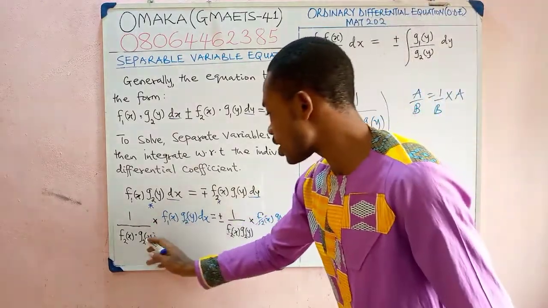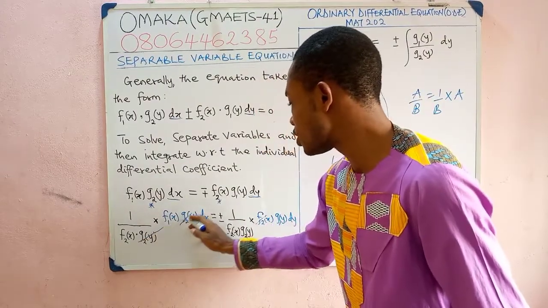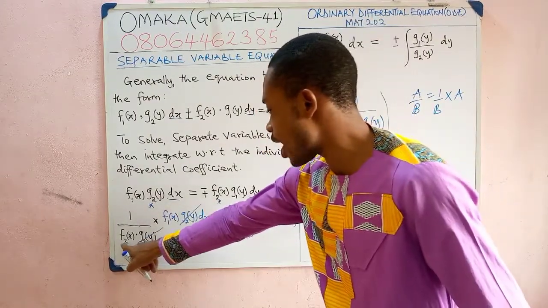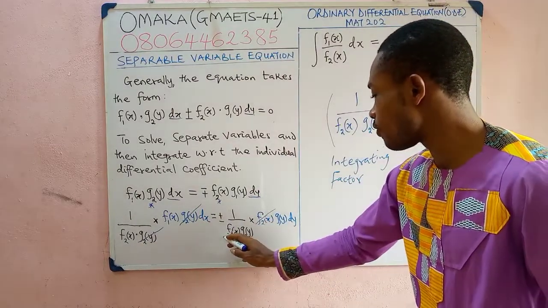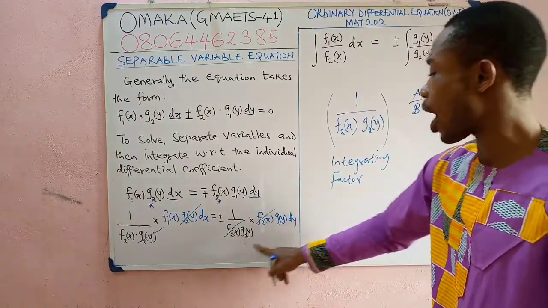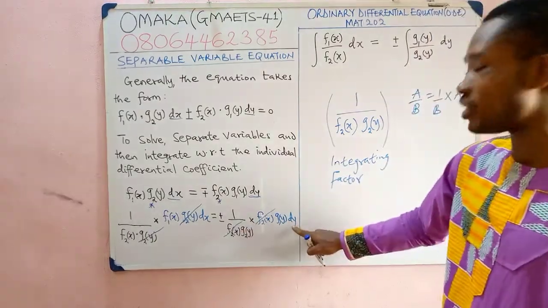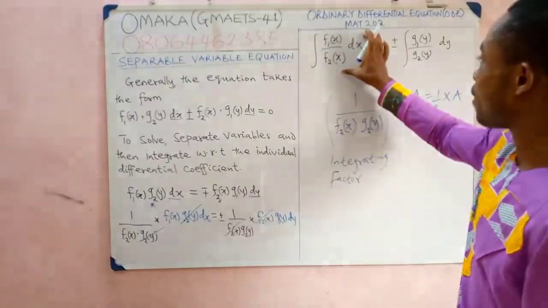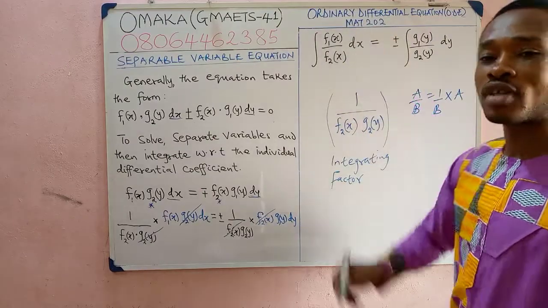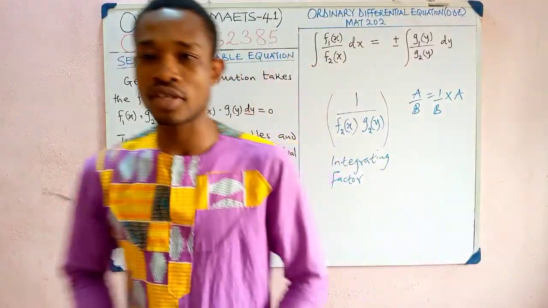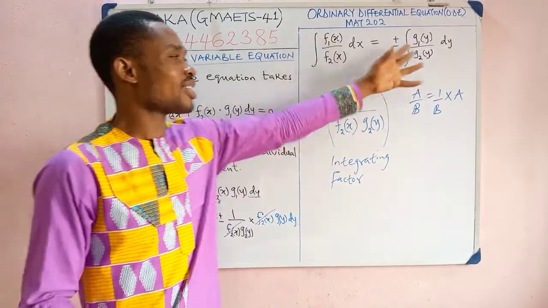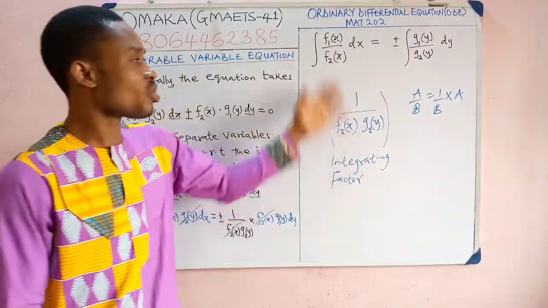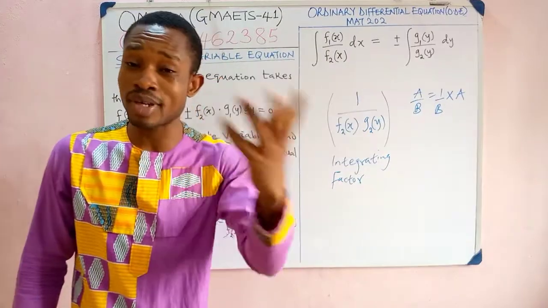Now, once you do that, what is going to happen? This g2y will cancel this g2y so that f1x over f2x will be left. Then you come here, this f2x over f2x will cancel so that g1y over g2y will be left with their parent. And that's what you have here. Once you've separated, the next thing is to integrate. And that's why you have your integration sign here. Just look at it and ask yourself which technique of integration will apply depending on the problem that you are solving.